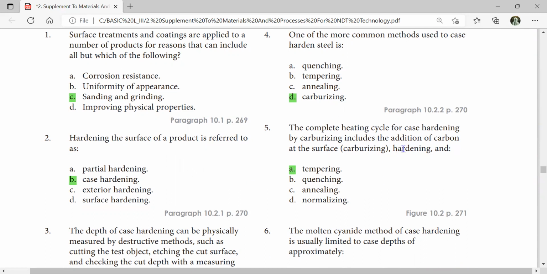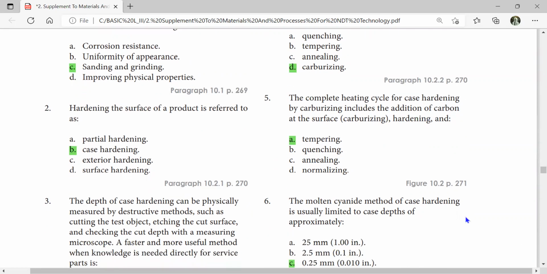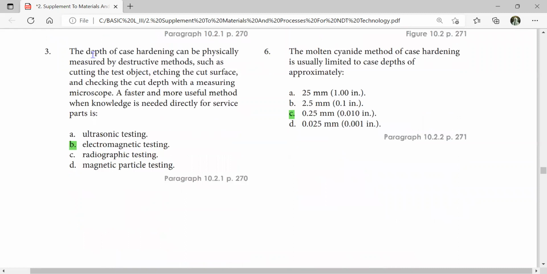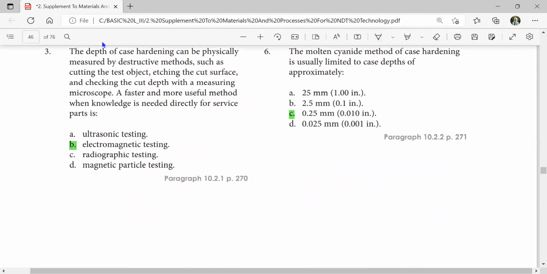The complete heating cycle of case hardening by carburizing includes the addition of carbon at the surface, carburizing, hardening, and tempering. Tempering is heating and maintaining some temperature, around 450, 350, something like that, so that you get toughness and decrease hardness. Hardness will decrease and toughness will increase.